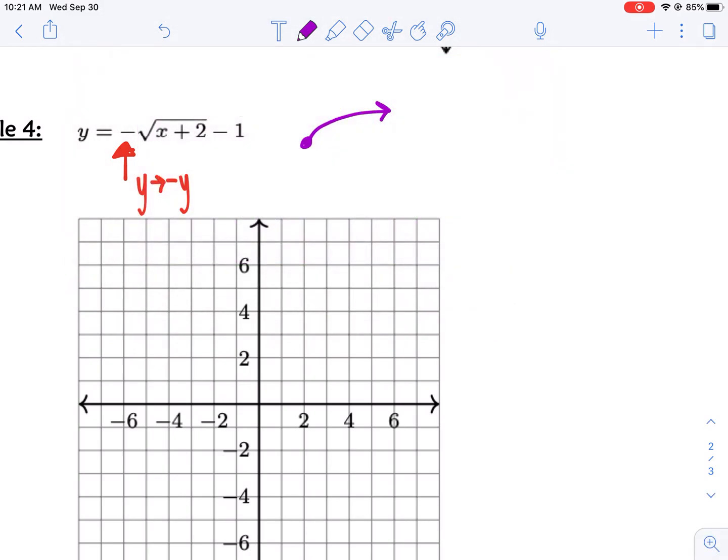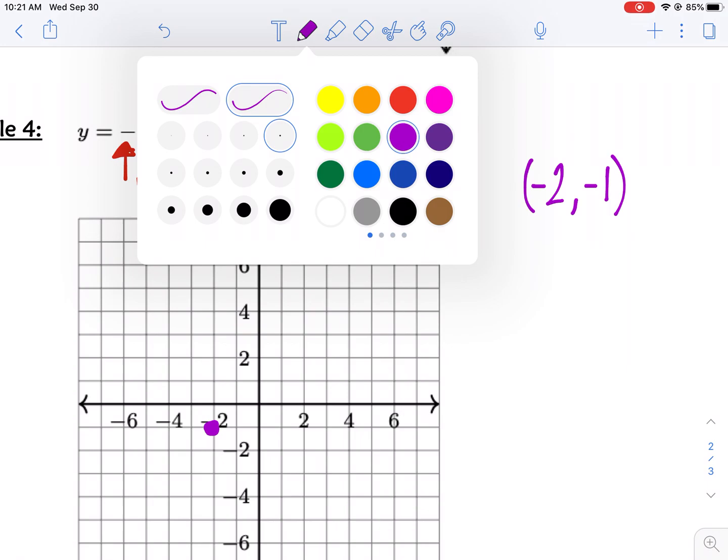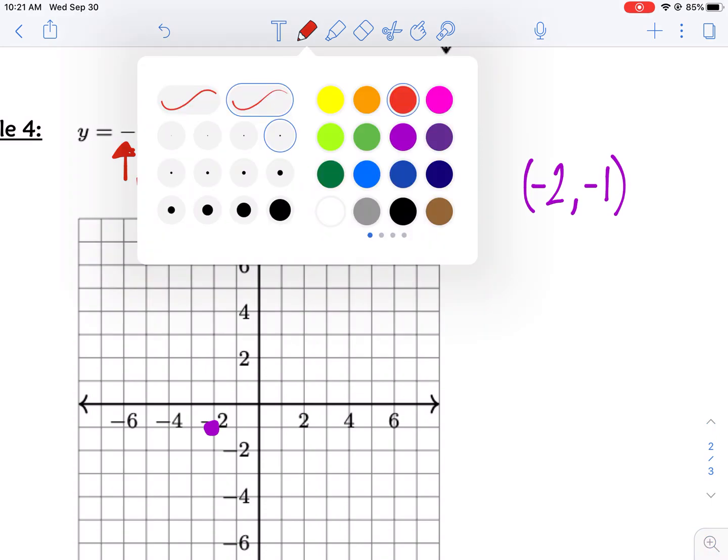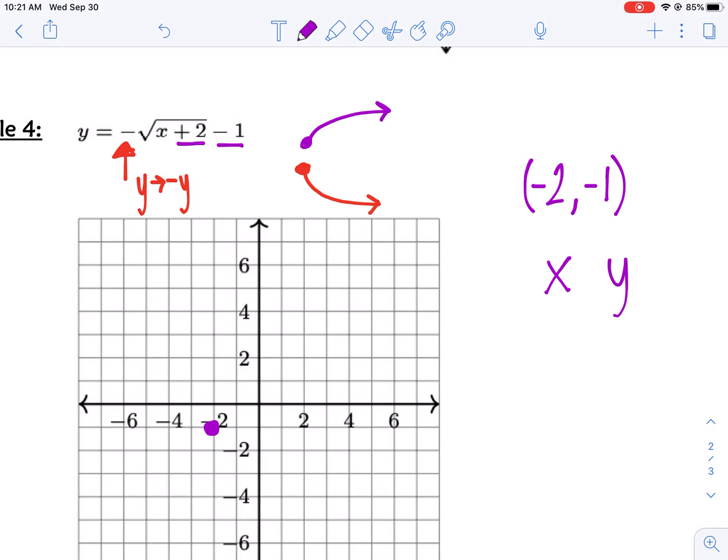Looking at it without the negative sign, I would start at the point -2, -1. That's my starting point because of this positive and negative. So -2, -1. I know my y values are going to change. I'm going to flip over the x. So I'm thinking my graph might look something like this. Again, let's verify. Let's use our XY table. The point -2, -1. I'm guessing it's going to look like that, but let's verify.